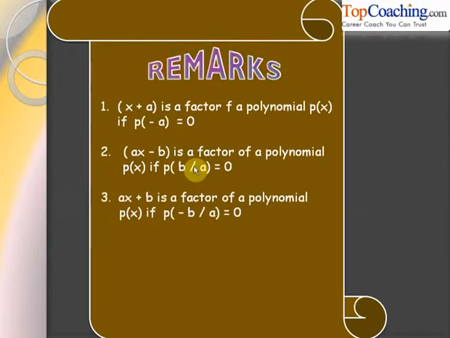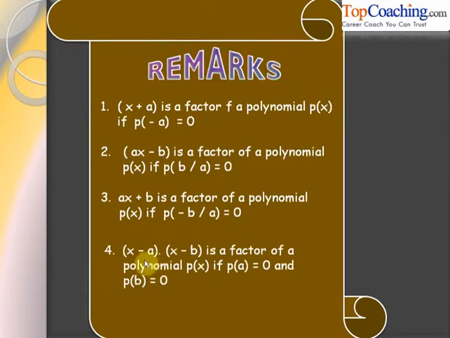The third is ax plus b is a factor of polynomial p of x if p of minus b by a is equal to 0. The same logic holds here. So the remainder should be equal to 0 if ax plus b is a factor of polynomial p of x.